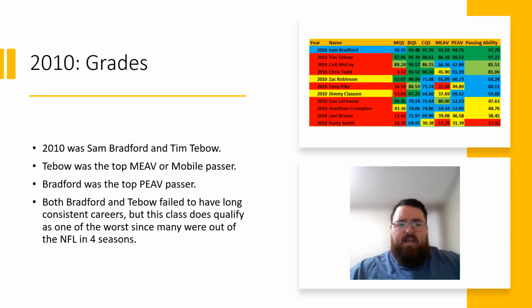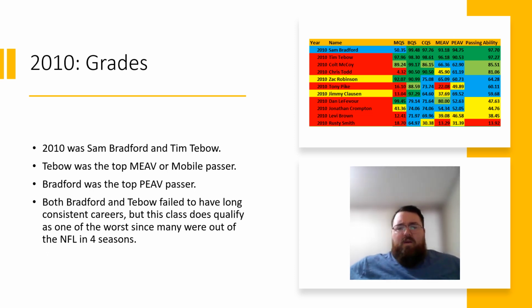Moving to 2010. 2010 was Sam Bradford and Tim Tebow. A lot of you guys talk about the worst quarterback draft classes, and to me, this would be up there, guys, in terms of the data not really getting it right at all. Tebow was the top MEAV or mobile passer, whereas Bradford was the top PEAV in terms of passing ability. Both Bradford and Tebow failed to have long, consistent careers in the NFL, but this class does qualify as one of the worst since many were out of the NFL in 4 seasons, with the exception of a couple guys here and there.